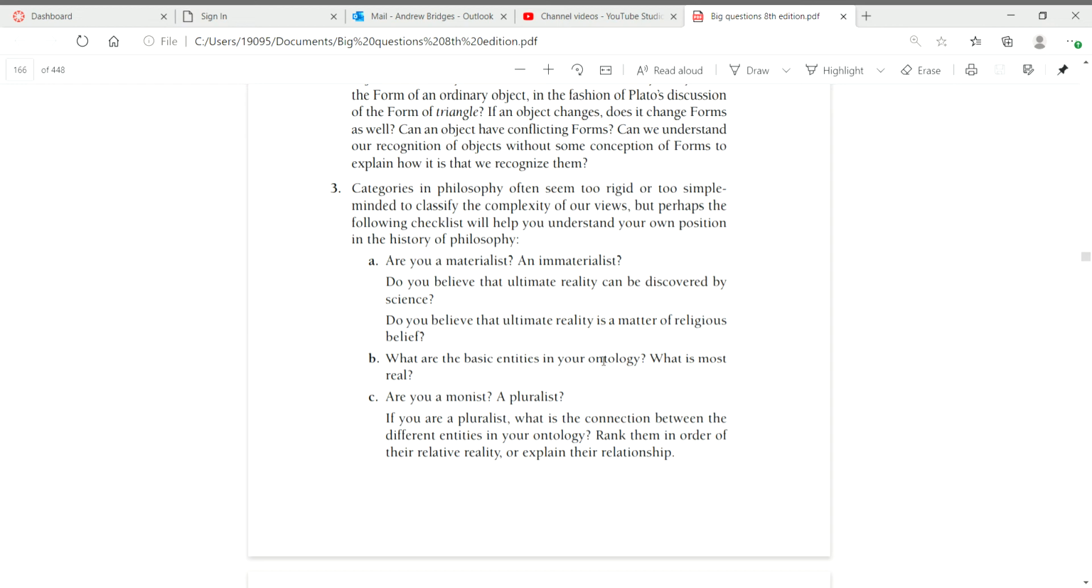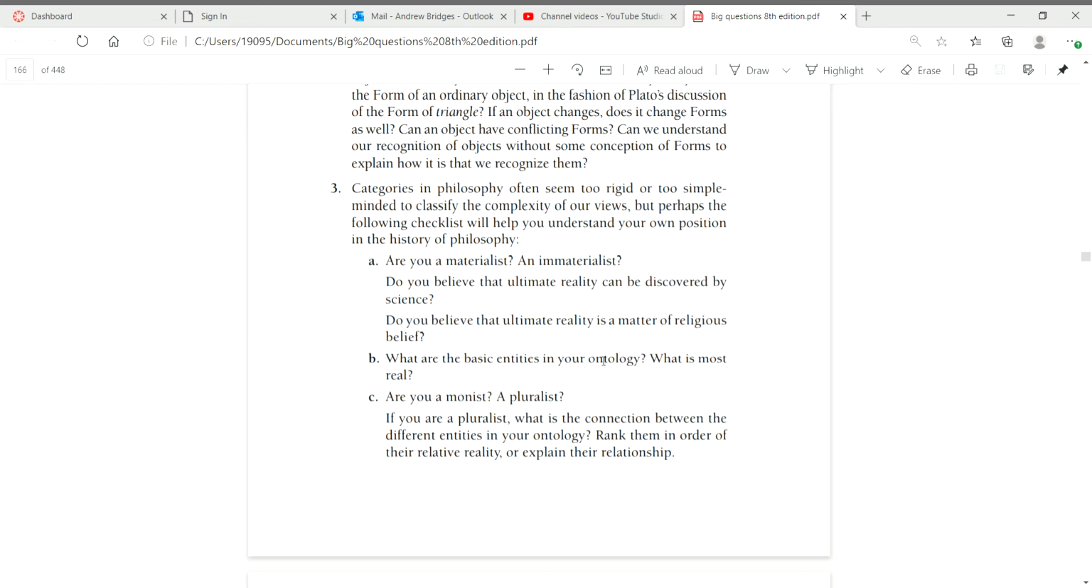Okay, so let's read question 3. Categories in philosophy often seem too rigid or too simple-minded to classify the complexity of our views, but perhaps the following checklist will help you understand your own position in the history of philosophy. Say a little bit better, but again, the labels might be a bit oversimplistic, and if they are, if there's more of a duality to your view and less of a dualism, you can explain that in the answer.